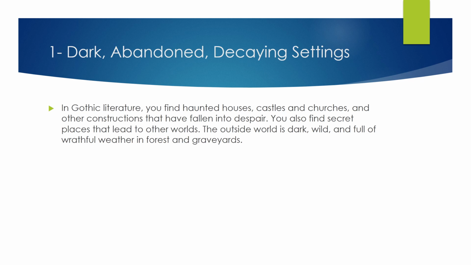You also find some secret places. In Gothic constructions, you find that there are always some hidden doors, some hidden pathways, some concealed rooms that nobody dares to go to. For example, in Wuthering Heights, we have that abandoned room which nobody dares to go to. Or in other movies, we always find that there is some abandoned attic above us, or some abandoned underground floor in the house.